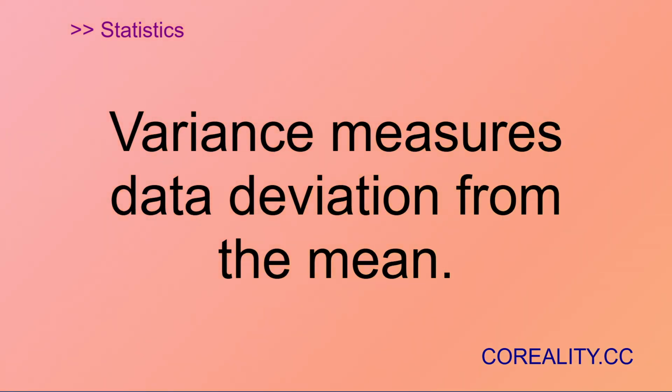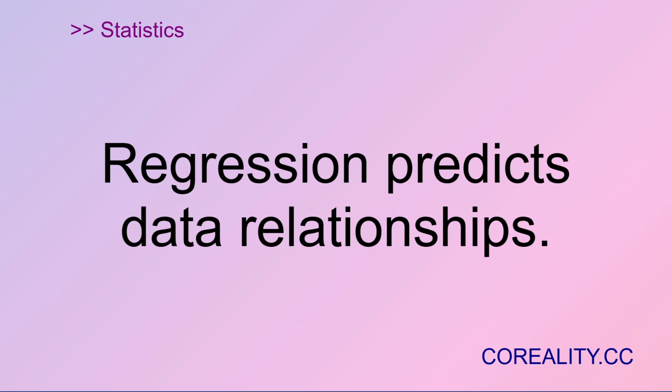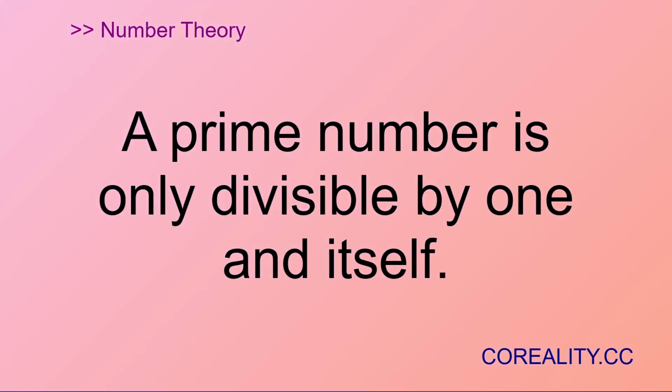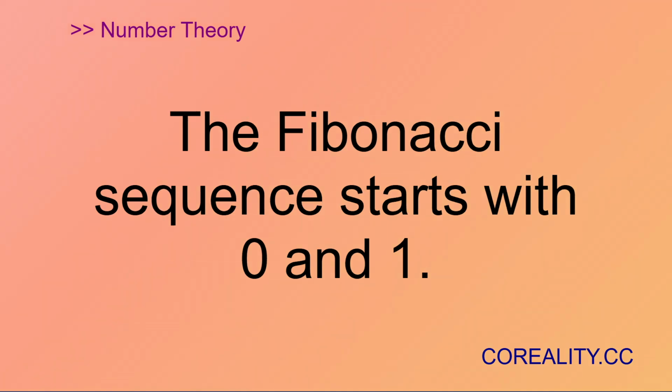Variance measures data deviation from the mean. Regression predicts data relationships. A prime number is only divisible by 1 and itself. The Fibonacci sequence starts with 0 and 1.